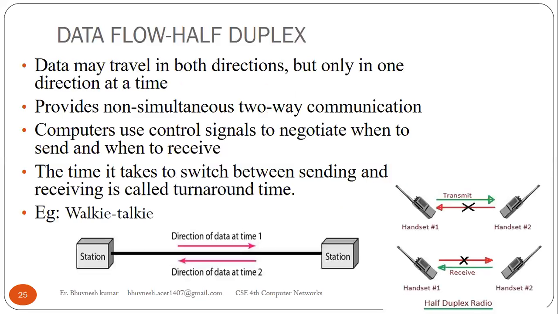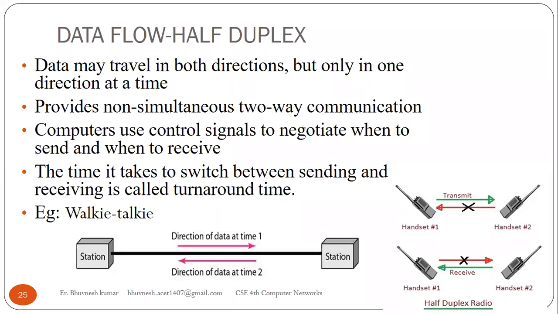Next is half duplex. Half duplex means data may travel in both directions, from left to right and from right to left. Data may travel in both directions, but only in one direction at a time. If the sender is sending, the receiver will receive that data.